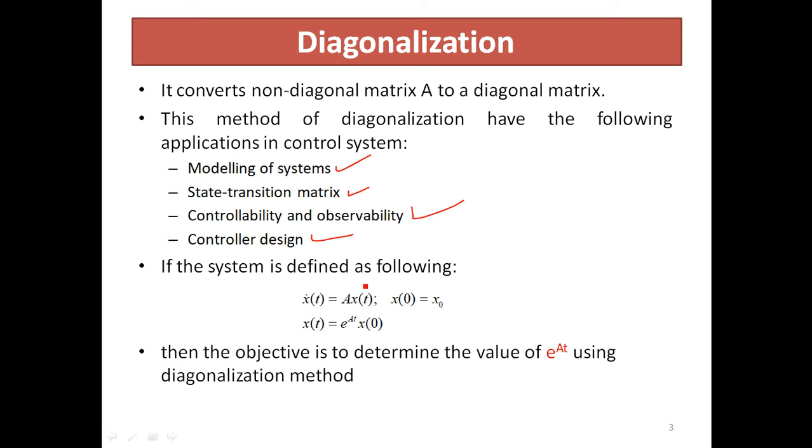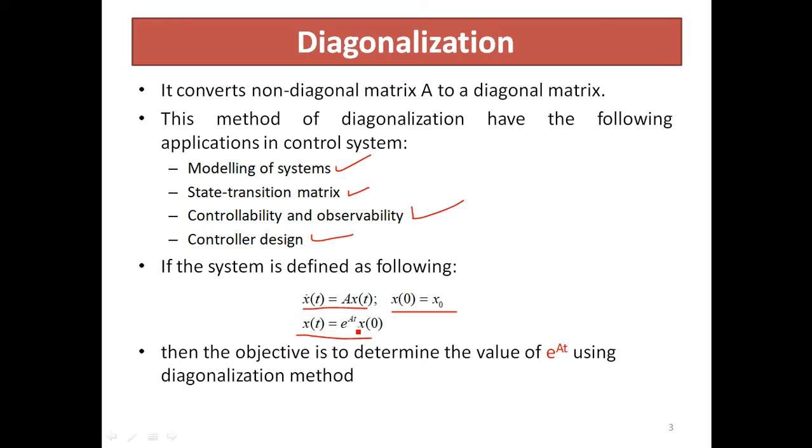So if your system is defined by x dot t equal to A x t with the initial condition x 0 equal to x naught, then the solution of this state space model is x t equal to e raised to A t times x 0, as we have discussed in previous lectures. Here e raised to A t is called the state transition matrix. It is sometimes represented by phi t as well and called the resolvent matrix.